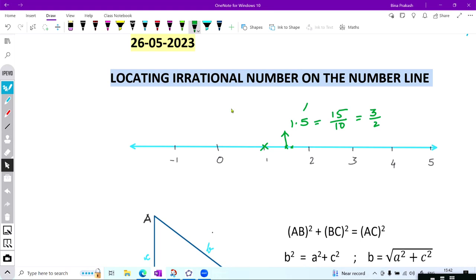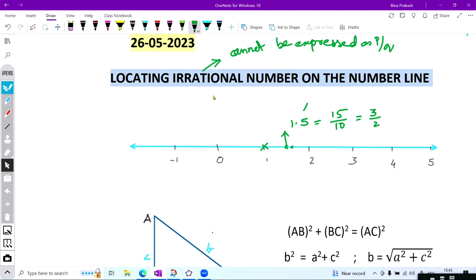But what we are doing is locating the irrational number on the number line. Now, what is this irrational number? Just recollect, irrational numbers are those numbers which cannot be expressed in the form of P upon Q. If they cannot be expressed as P upon Q, how are we going to mark them? That's a very important thing.